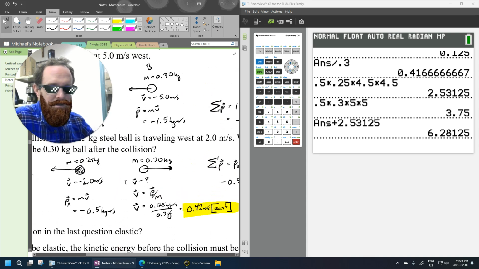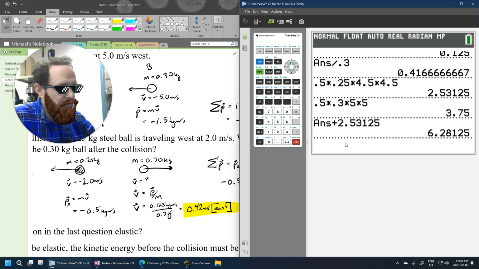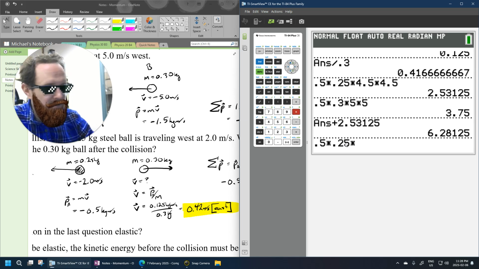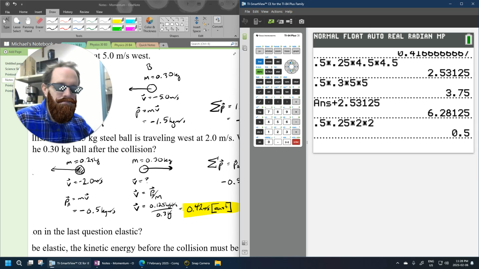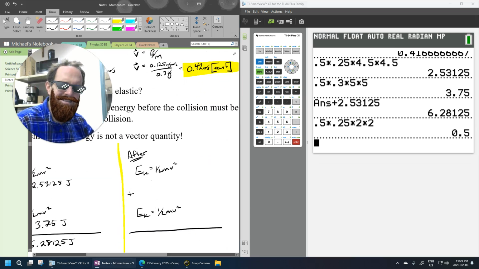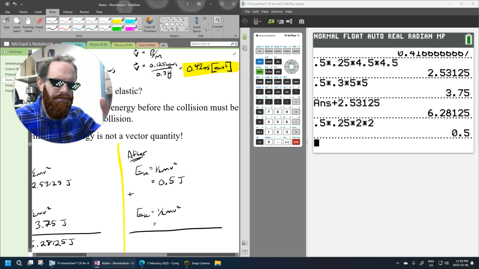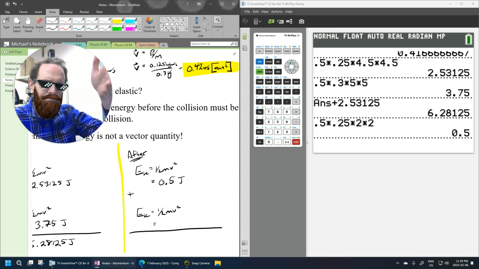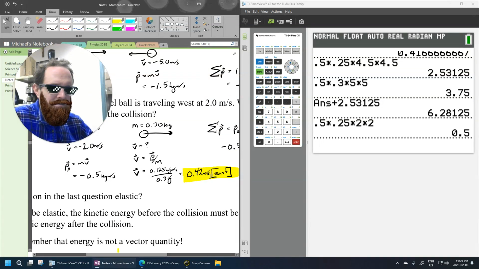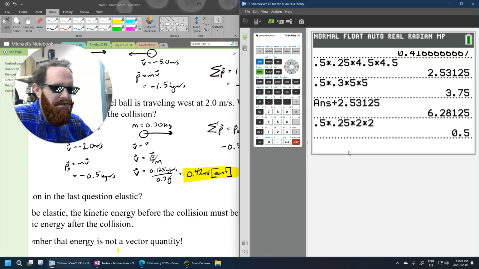Now we're going to do the same thing over here for the after. Here are the numbers for the after: 0.5 times 0.25, half times the mass times the velocity, 2 times 2, 0.5 joules. You can already kind of see what's going to happen. This other one has to have about 5.5 to 5.7 joules of energy to make this work. But it's going slower, actually slower than the other ones, so I don't think I'm going to be able to get that. Let's just double check.